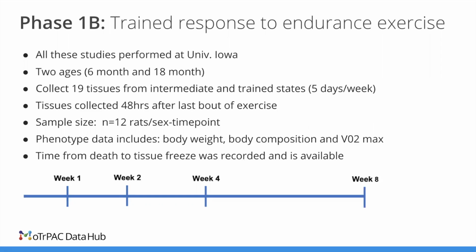And there is a lot more phenotype data, and these are just some of the examples of the data that Sue was able to get: body weight, body composition, and VO2 max changes. And like the other studies, the time from death to tissue freeze was recorded and is also available. And the time points we collected after training were after 1 week, 2 weeks, 4 weeks, and then week 8, which was what we considered the trained state.